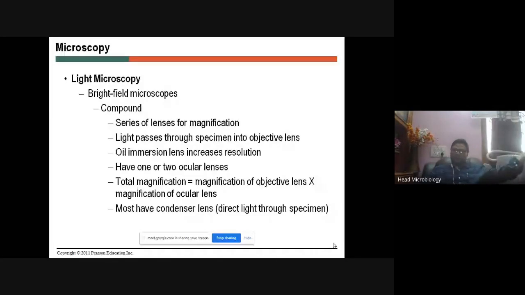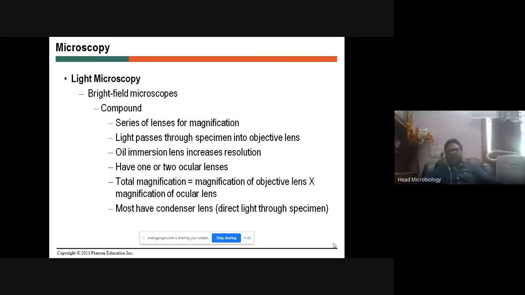Recollect whatever I told you in the beginning. It creates a magnified, inverted image in the other direction. Now, whatever image is created will be within the focus point of the second lens, that is the ocular lens.